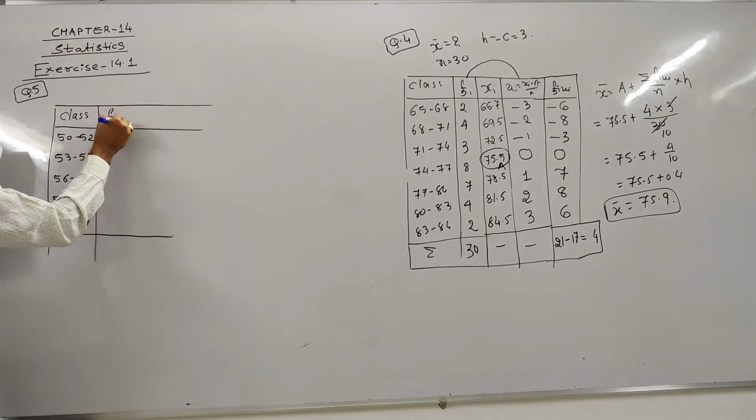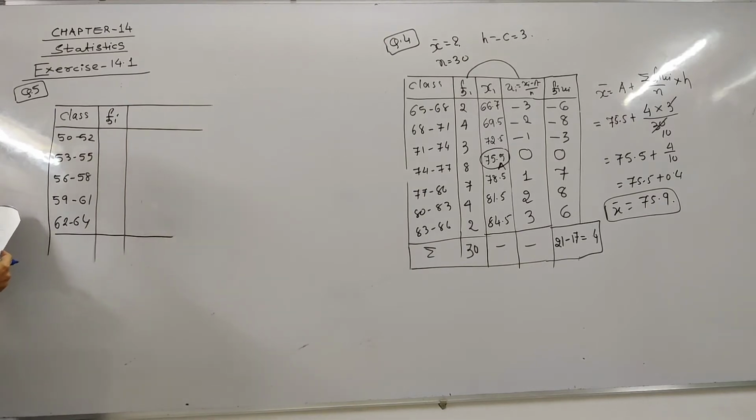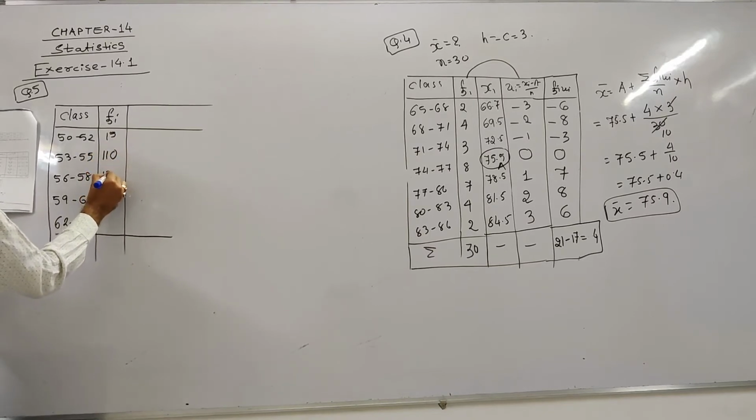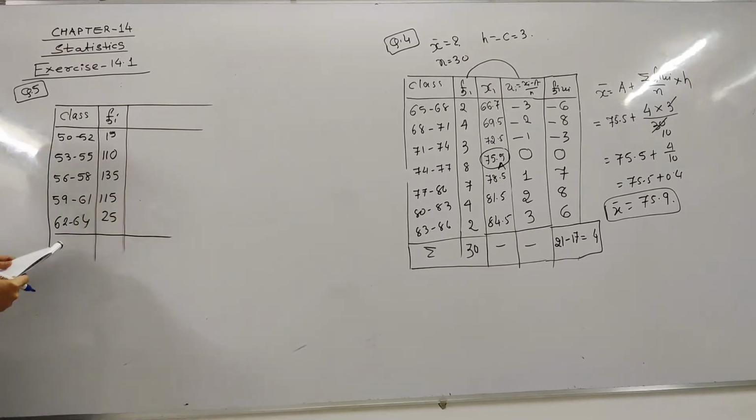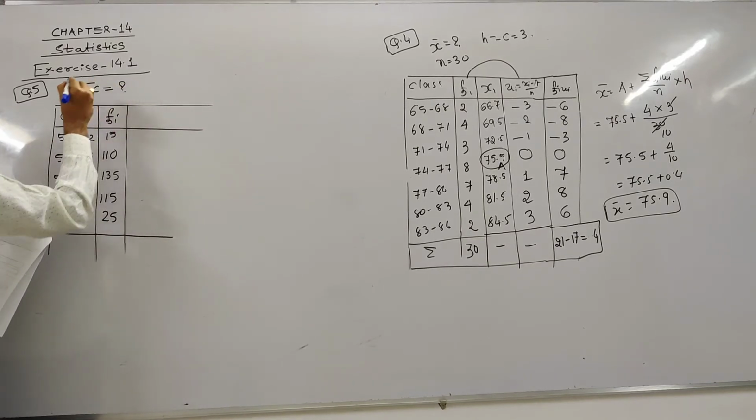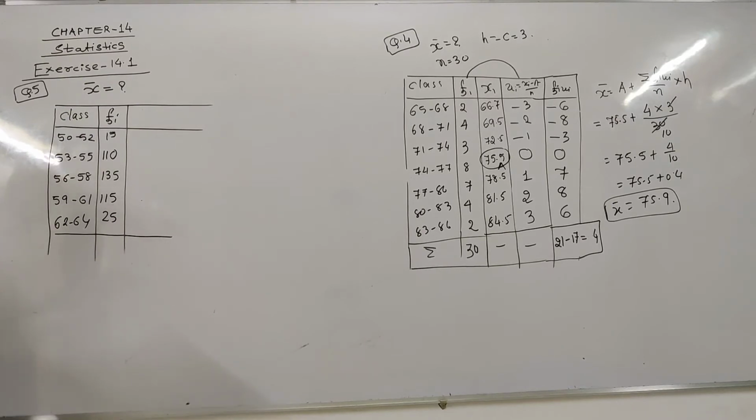And frequency is also given to you, and these frequencies are 15, 110, 135, again 115 and 25. Well, the number n is not given to you and your question is to find out x bar, so find out the mean number of mangoes. Well, 50 to 52, 15, 110, 135, 115, 25. Now let me solve this example.